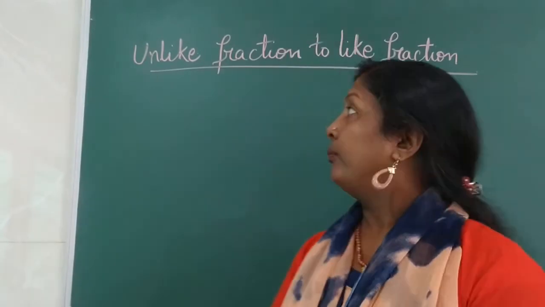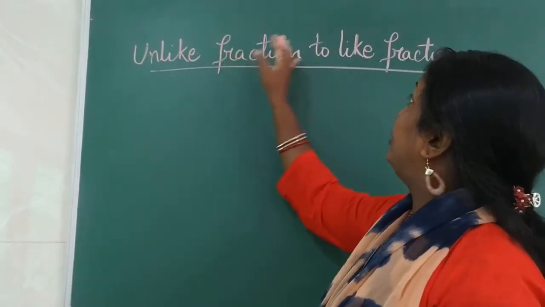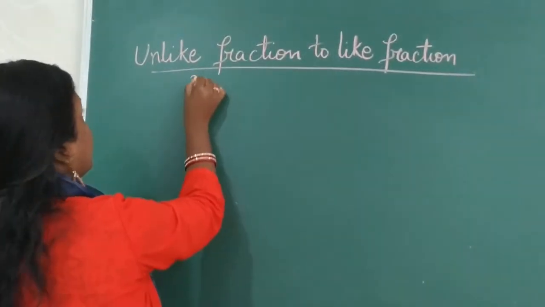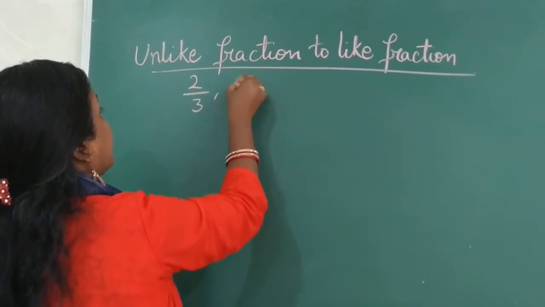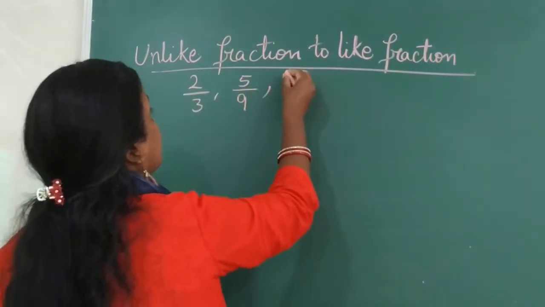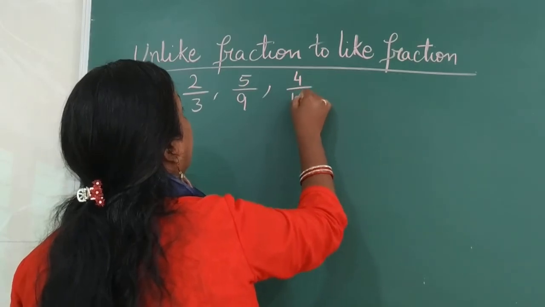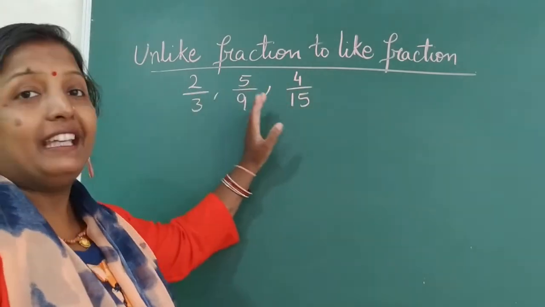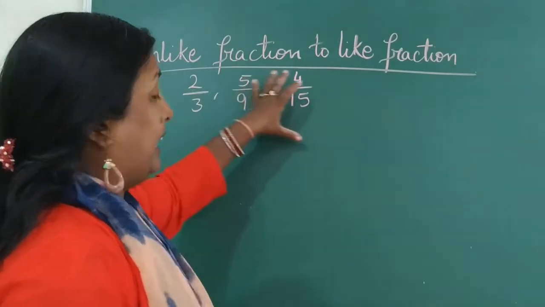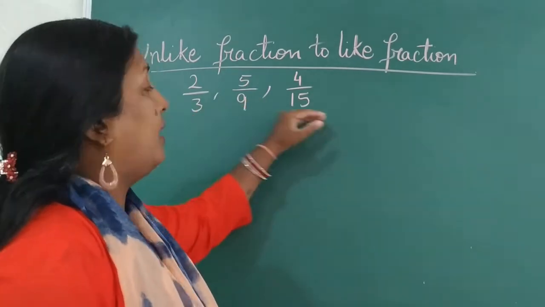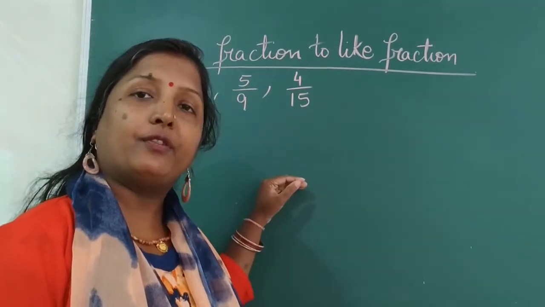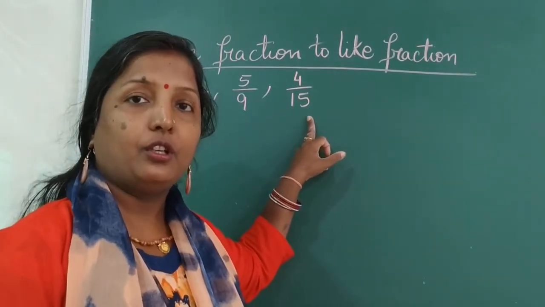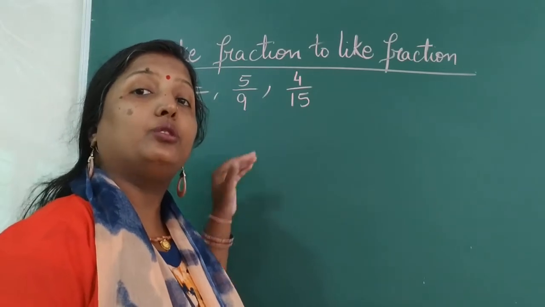Now let us see how to convert unlike fractions to like fractions. Say if you are given 2 to 3 fractions like 2 by 3, 5 by 9, say 4 by 15. Now, if you can see here, these fractions are all called unlike just because their denominators are different. They would have been like fractions if they had the same denominator. So we will convert these unlike fractions to like fractions.